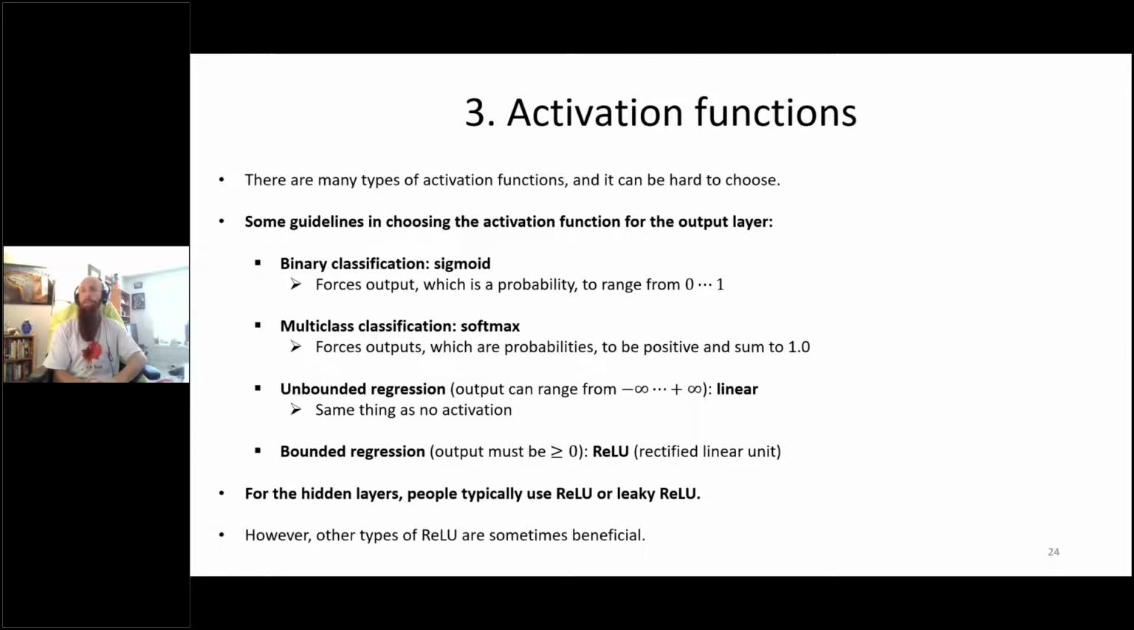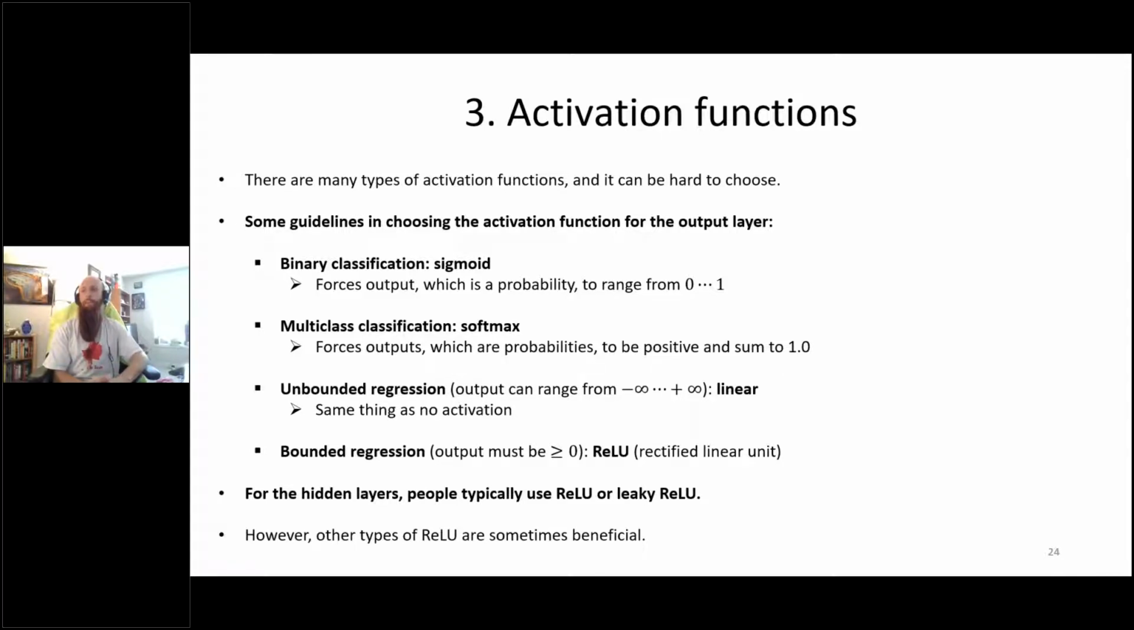If you're doing unbounded regression, where you have a value that can range from -infinity to +infinity, you probably don't want an activation function, or you can use a linear activation function. In some neural net libraries, you'll see that terminology where the activation function can be linear, but that's the same thing as having no activation function whatsoever, because the definition of an activation function is that it's nonlinear.